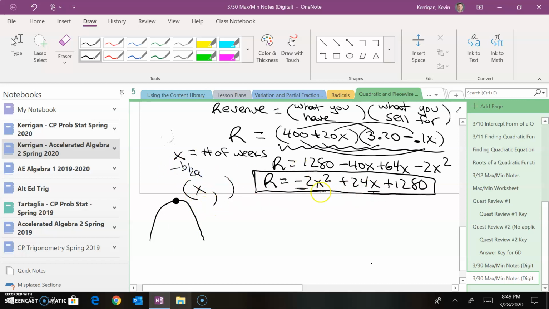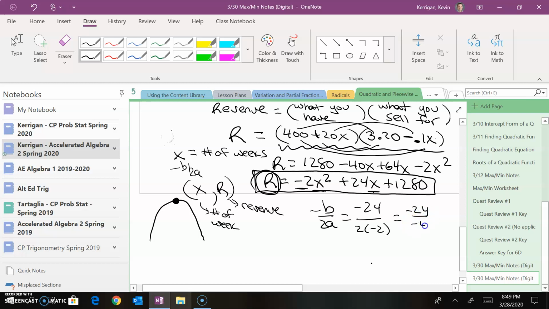And then when I plug that back in, what I'm solving for, what we used to call the y value of the vertex, is now going to be R. We said that x was the number of weeks that she would have to wait, and R is revenue. At this point, it should be simple. All I'm doing is taking the opposite of b over 2a, which is negative 24 over 2 times negative 2, negative 24 over negative 4, which gives me 6.